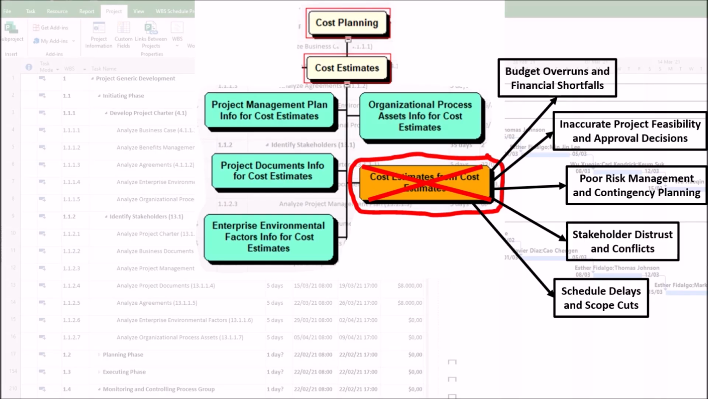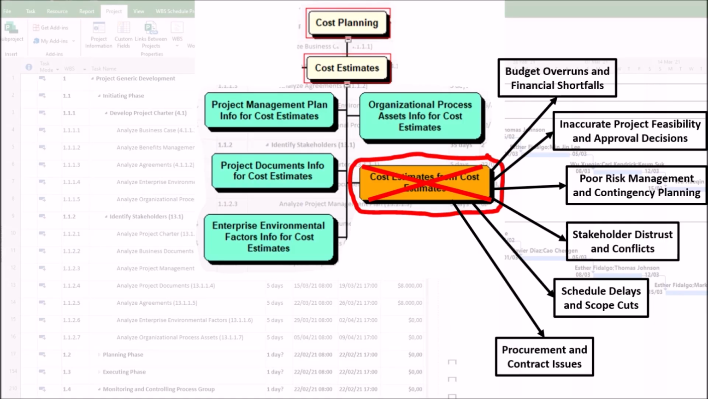5. Schedule delays and scope cuts. Cost overruns force delays to secure additional funding or scope reductions to stay within budget. For example, a manufacturing project may cut features or quality to offset underestimated production costs.